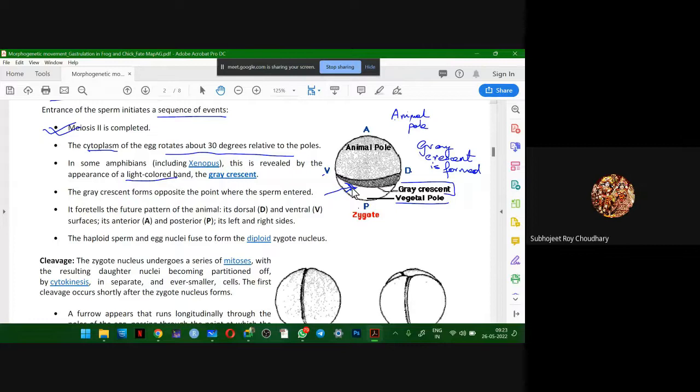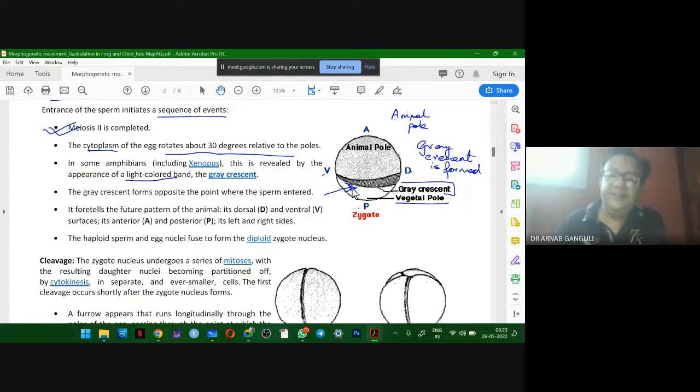Yes, sir. Okay, a light colored band is formed, and this is formed opposite the point where the sperm has entered. So the sperm has entered somewhere here. Sperm has entered in this region, and this gray crescent has formed over here after moving inside a ball, like a ball sphere.